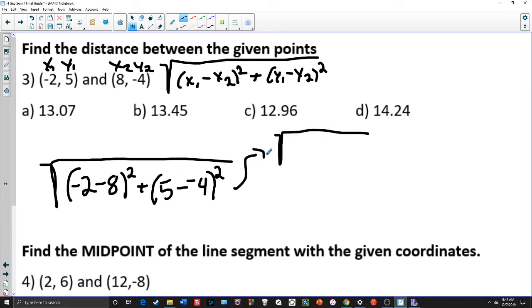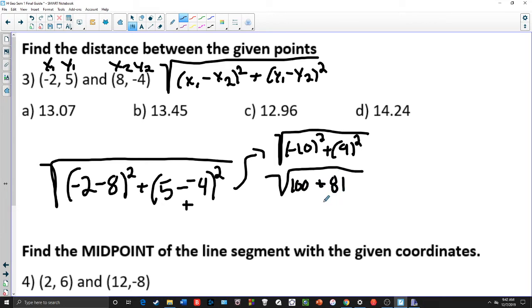So -2 minus 8 is -10, squared, plus 5 minus -4. Again, if you have a double negative, this turns into one big plus. So it's actually 5 plus 4, which is 9. We square those numbers, so -10 squared is 100, and 9 squared is 81.